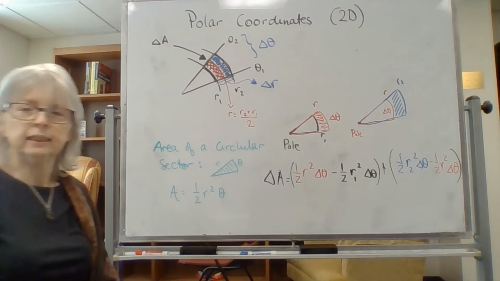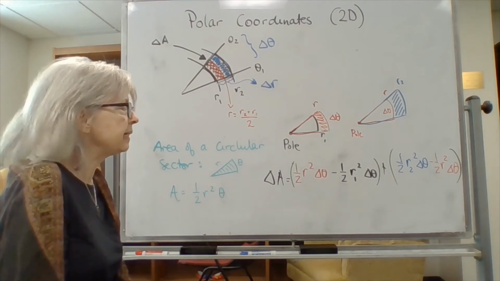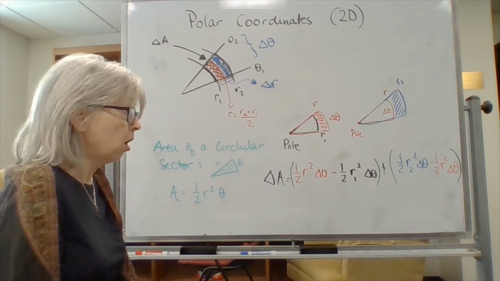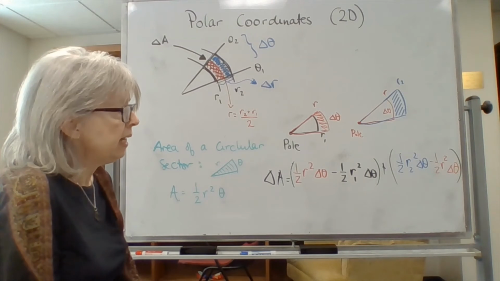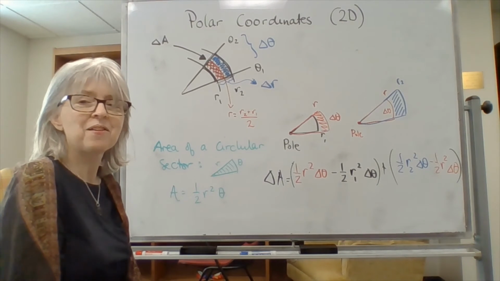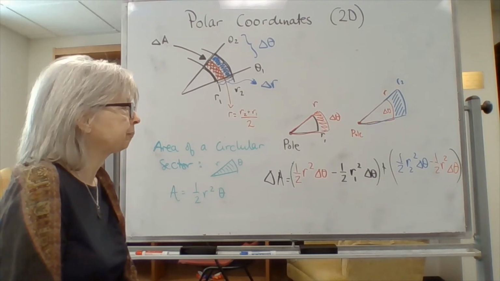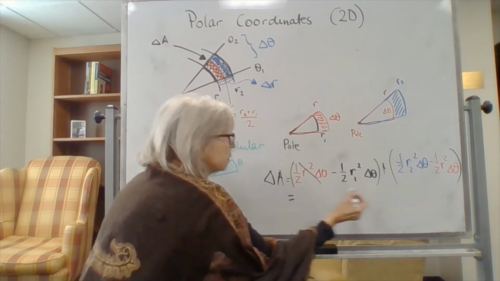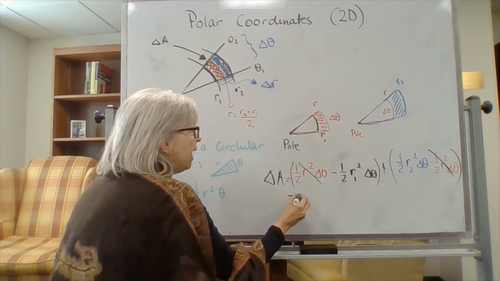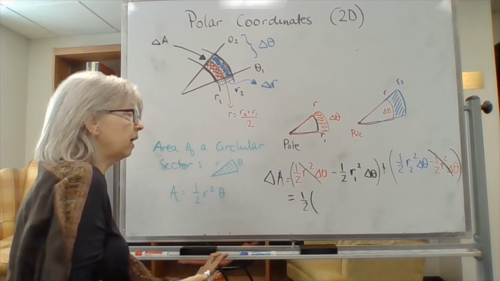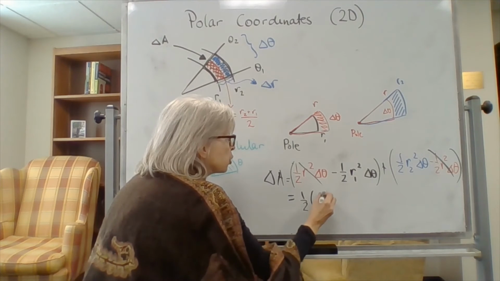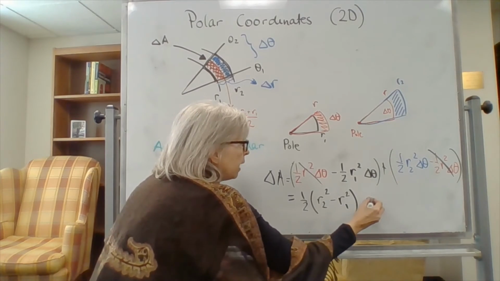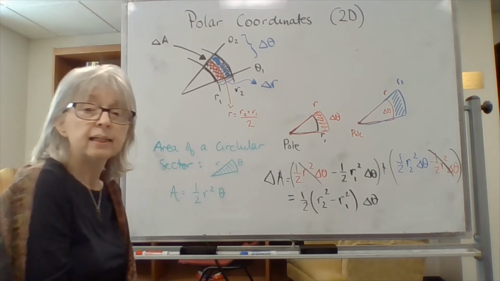Now, if you look here, I conveniently wrote something in the same color, and if you can't see the color, my apologies, but I have, in the beginning, 1/2 r squared delta theta, and on the end, I have minus 1/2 r squared delta theta. They're going to go away. And if you'll allow me a little poetic license here, I'm going to go ahead and pull out the 1/2 that they all have in common. I'm going to write the r2 squared first, minus r1 squared, and then pull out the delta theta on the end because they have that in common.